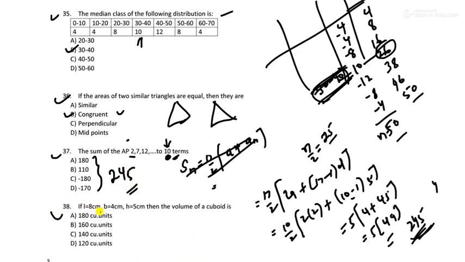Okay, next question number 38. If the L, B and H of the cuboid are given, then the volume of the cuboid is dash. So just multiply 8 into 4 into 5. So 5 fours are 20, into 8, 8 twos are 16, 0, 160 cubic units. Option number B is the right one.